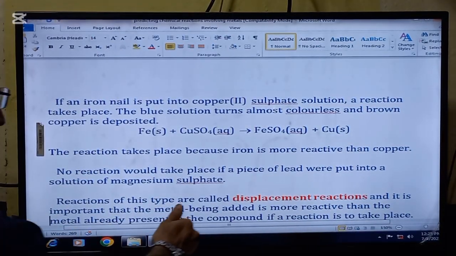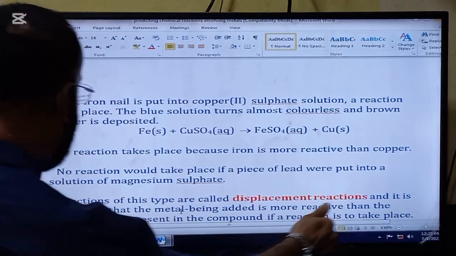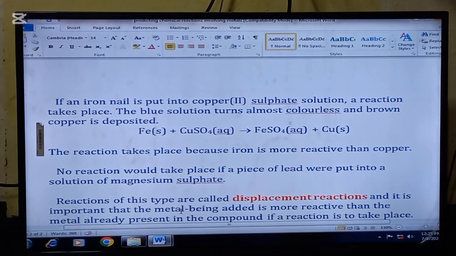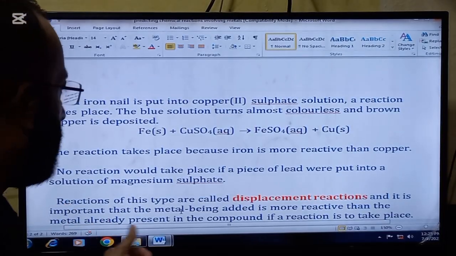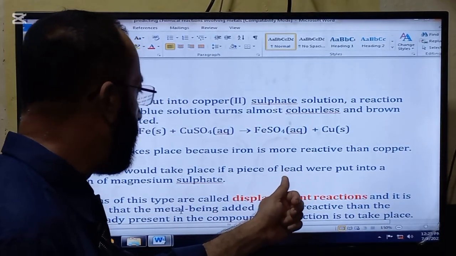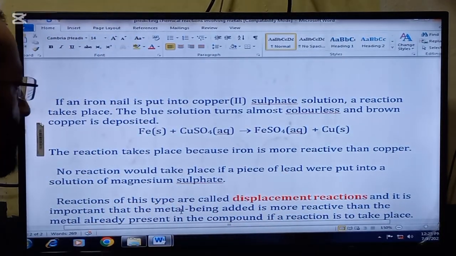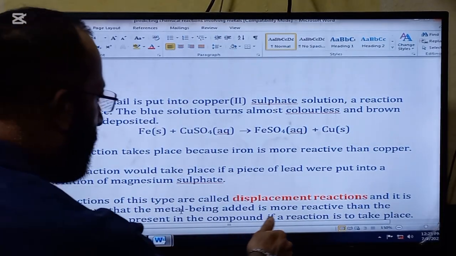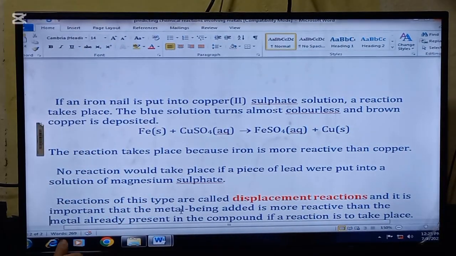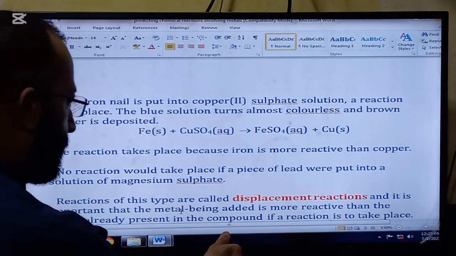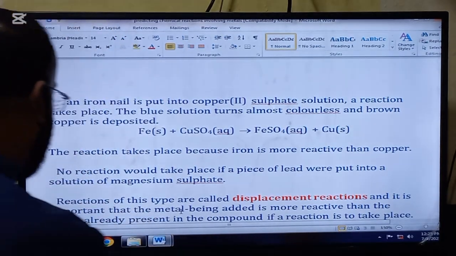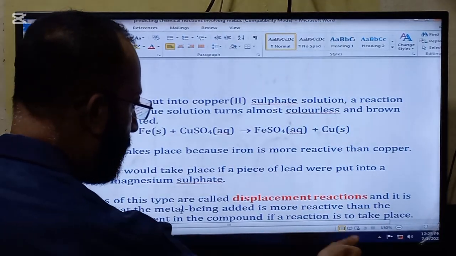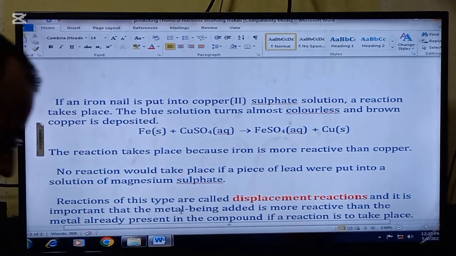No reaction would take place if a piece of lead were put into the solution of magnesium sulfate because lead is less reactive than magnesium. Reactions of this type are called displacement reactions, and it is important that the metal being added is more reactive than the metal already present in the compound if a reaction is to take place.